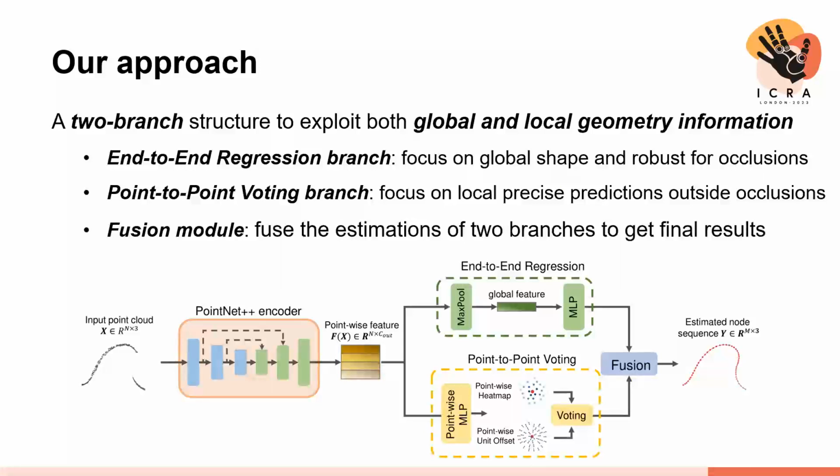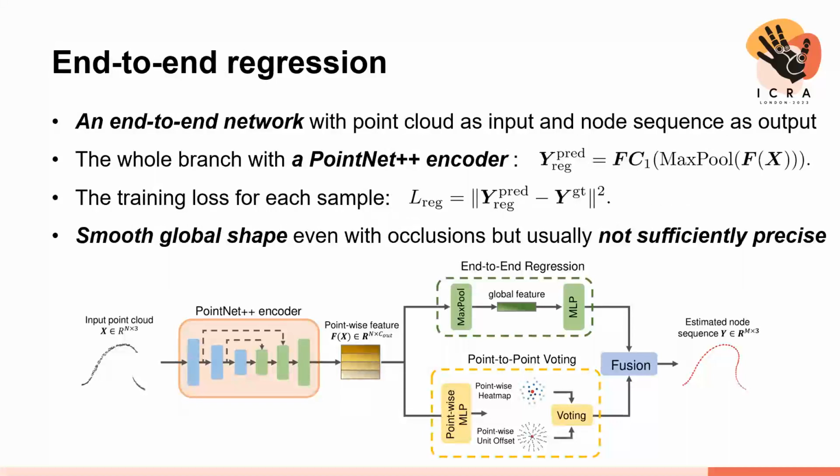Our proposed approach contains two branches to focus on the global and local information respectively. Then, a fusion module is designed to leverage the advantages of both branches. First, for the end-to-end regression branch, we exploit a PointNet++ as the encoder and regress the node sequence directly. It is found that this branch can output a smooth global DL shape, but usually not accurate enough.